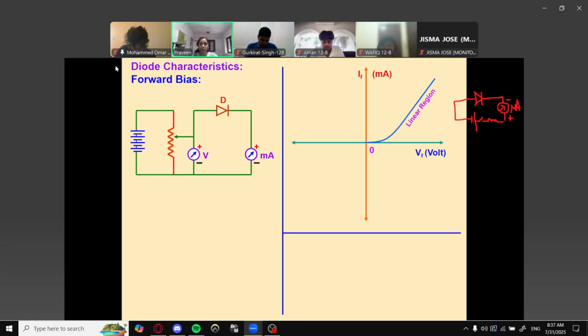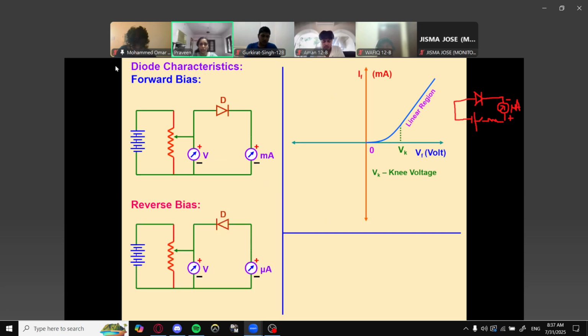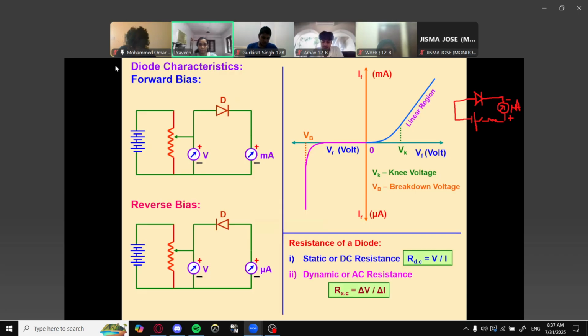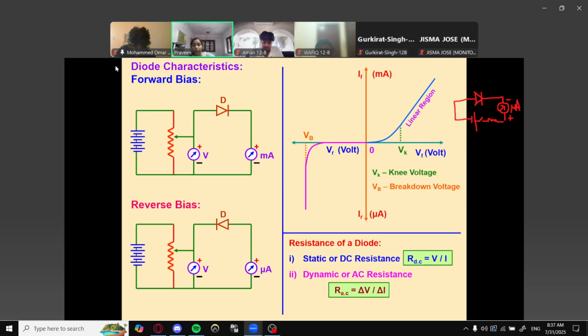Okay, now you can see over here, I have drawn both the characteristics. See, the circuit diagram has been given for forward biasing and reverse biasing to study VI characteristics. So if they ask you to draw a circuit diagram for studying VI characteristics of a diode, you need to draw these diagrams for forward biasing as well as for reverse biasing. Now, you can see the graph that we have plotted. In the first quadrant, we have the forward biasing characteristics.